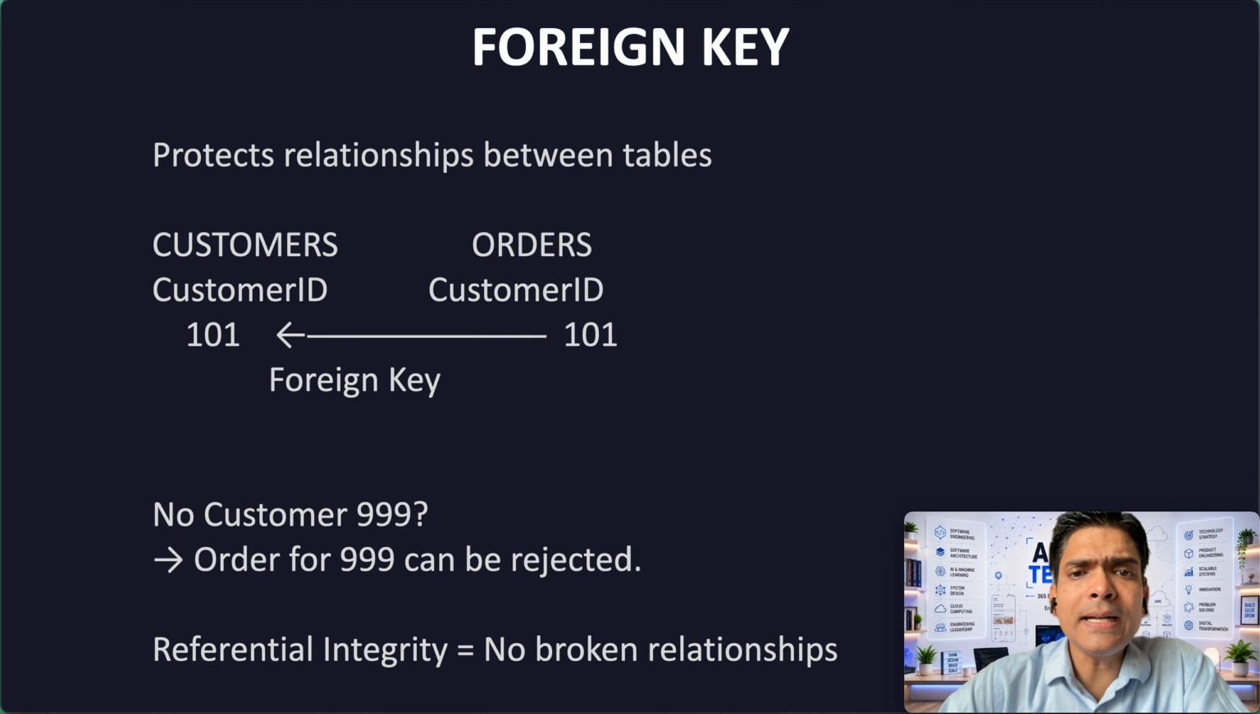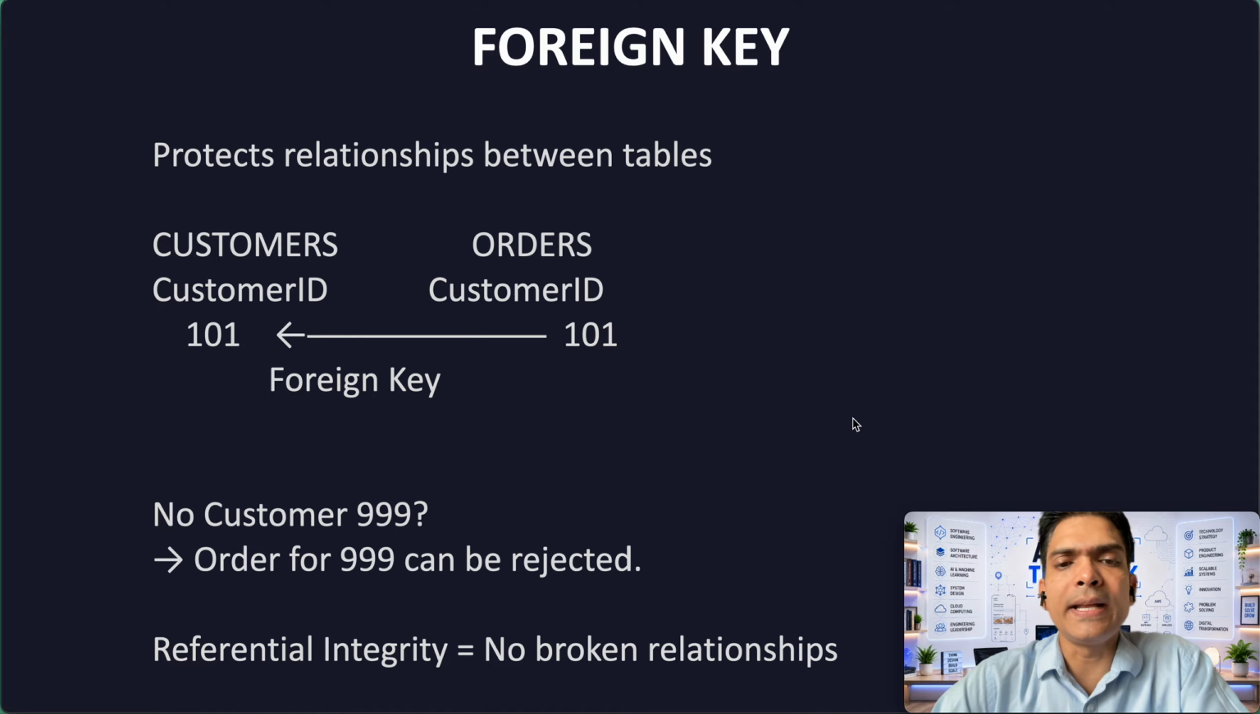And finally, let's connect this back to our previous episode, the foreign key. A foreign key helps maintain the relationship between two tables. If an order references customer ID 101, the database can verify that the corresponding customer exists. If customer ID 999 does not exist, the database can prevent an invalid relationship from being created. This is called referential integrity. So foreign keys are not just about connecting tables, they are also about protecting the correctness of those relationships.